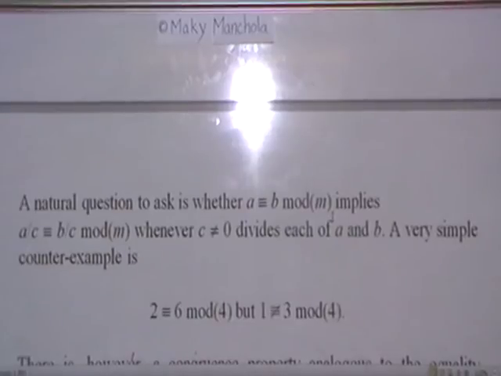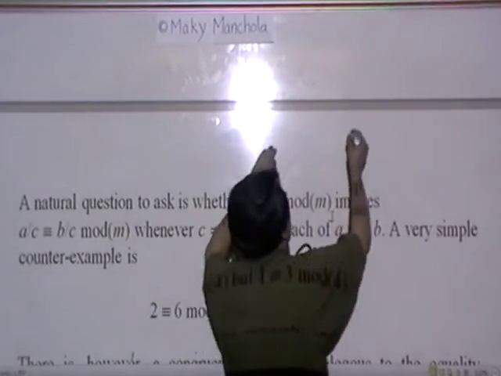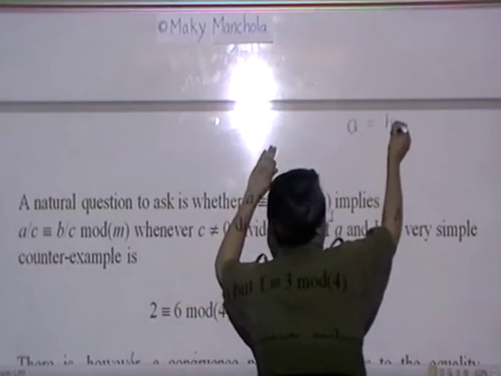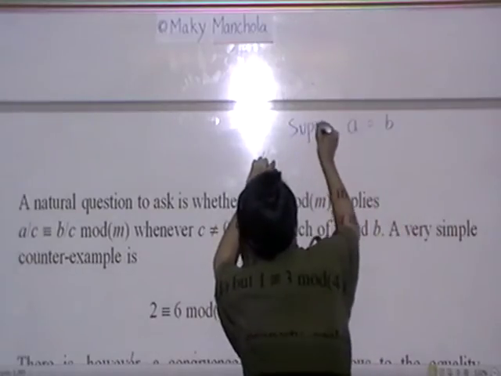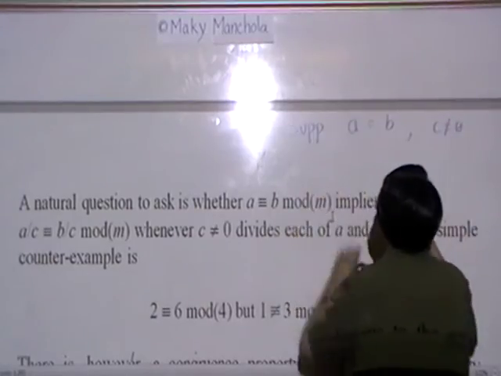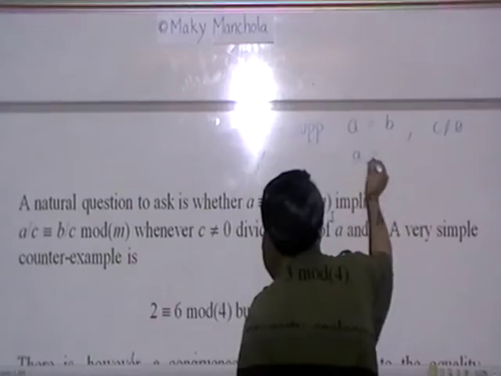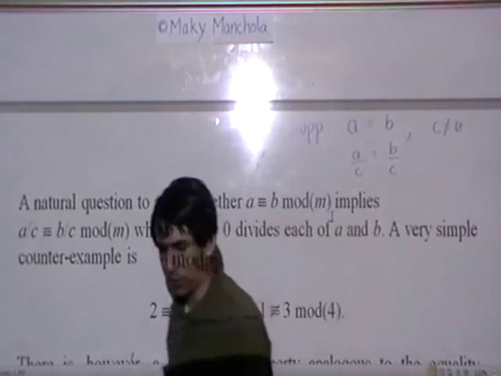All right, now let's go back to equality very quickly. So suppose we have a equals b, and c is not equal to 0. When we deal with equality, if we divide both sides by c, we still get equality. This is a property of equality.